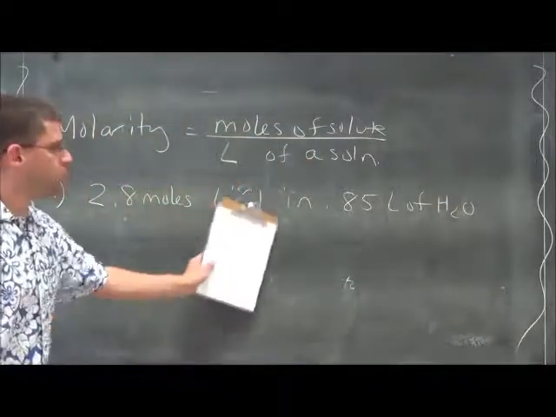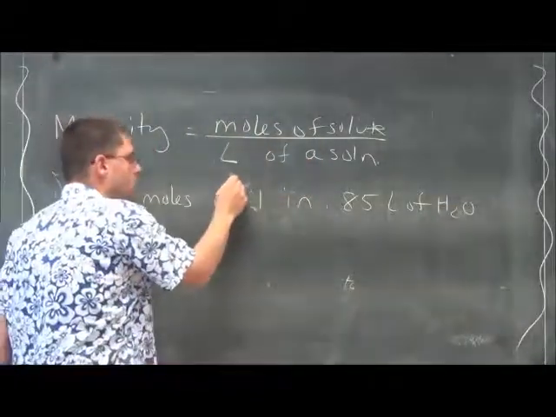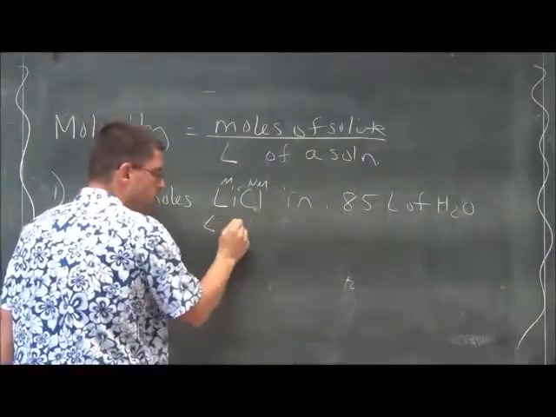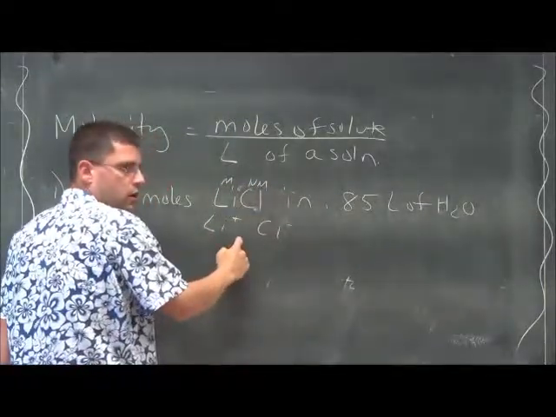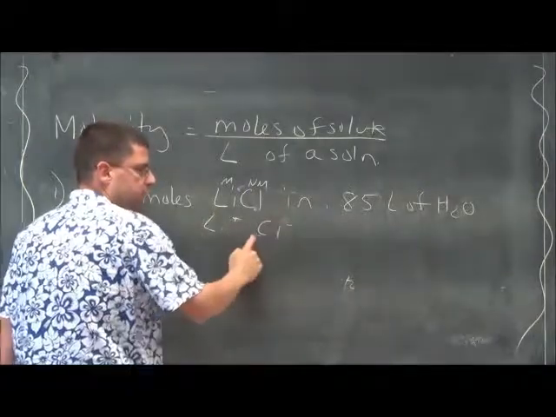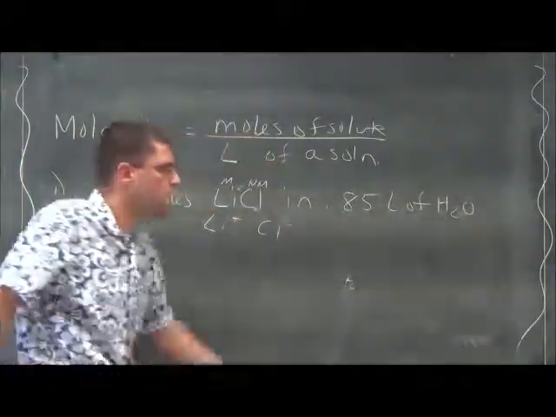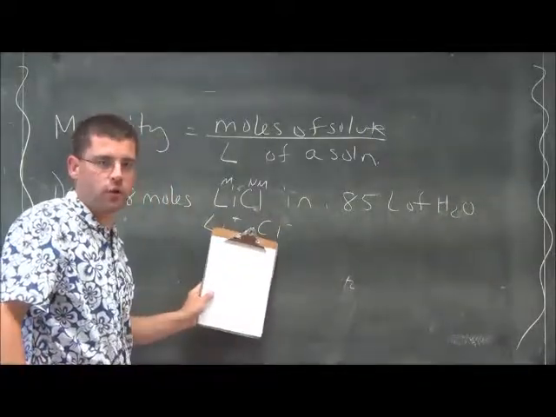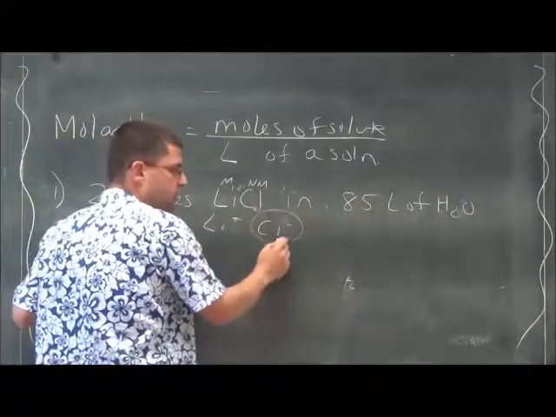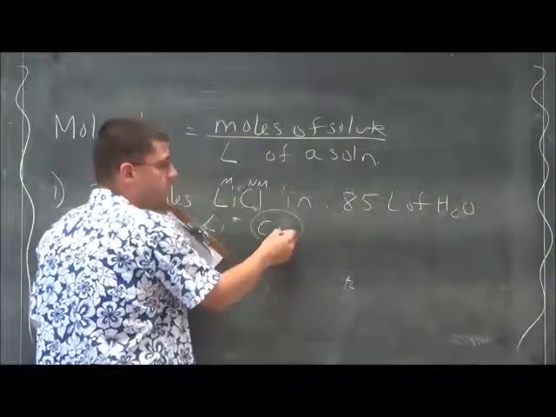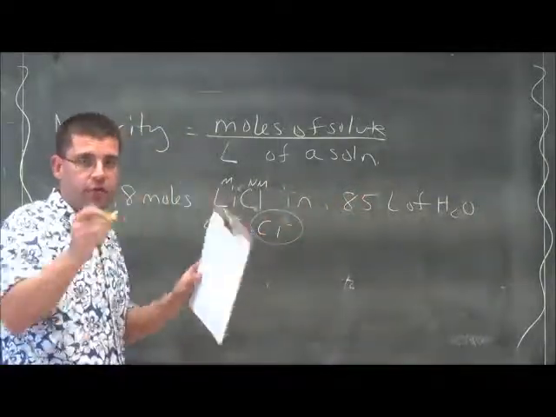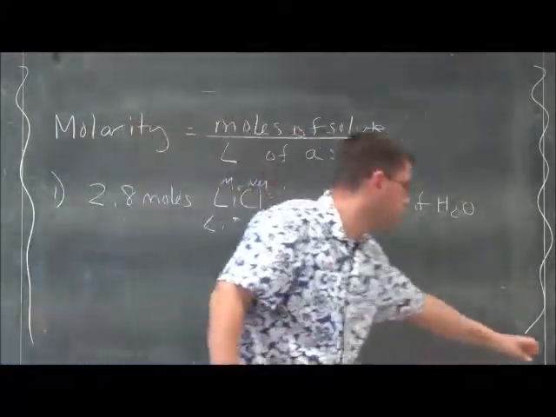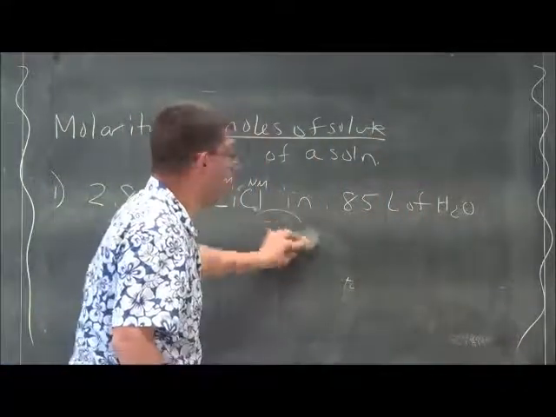So, lithium chloride, metal, non-metal, right, will be pulled apart in water. Positively charged ions, negatively charged ions in solution of water. So what is the solvent? This is the solute, okay? So this negatively charged ion will be surrounded by the positively charged ends of the water molecule. This will be surrounded by the negatively charged ends of the water molecule. Okay, a little review right there.